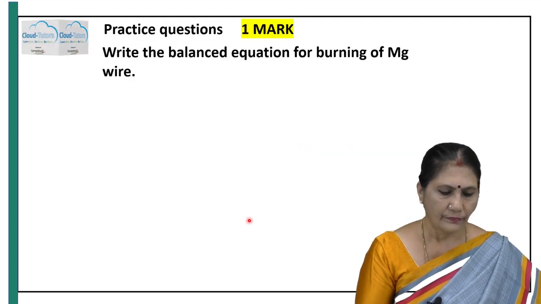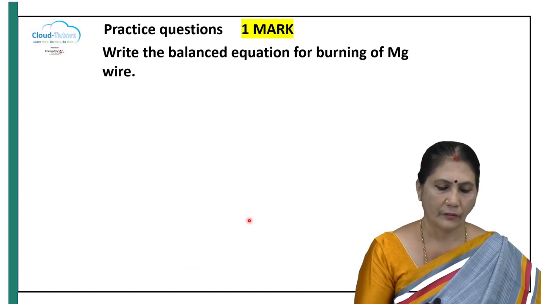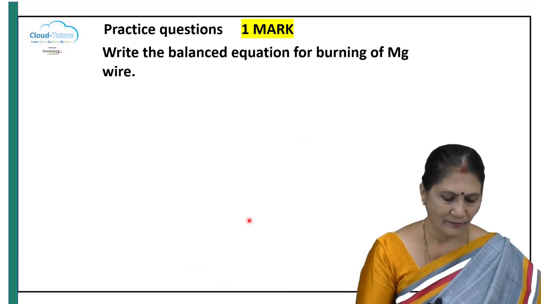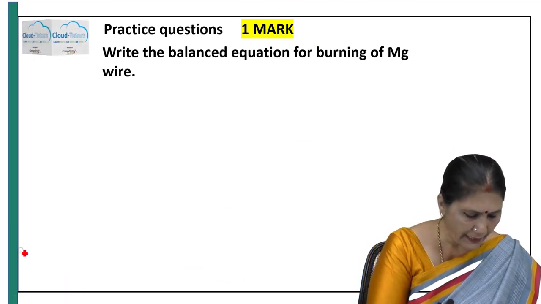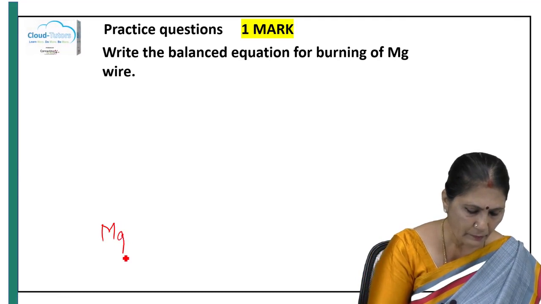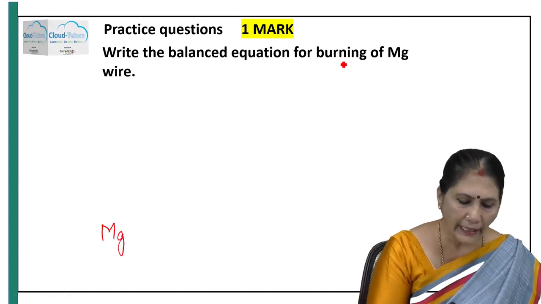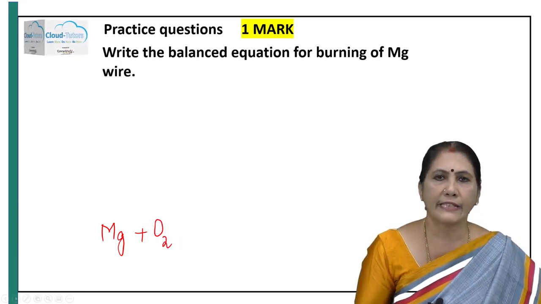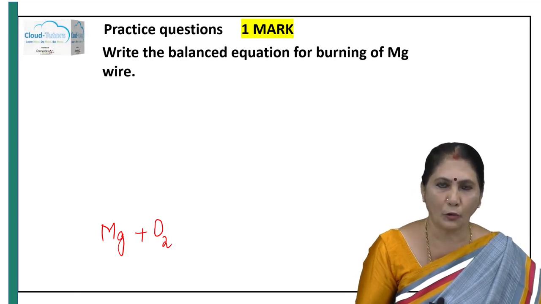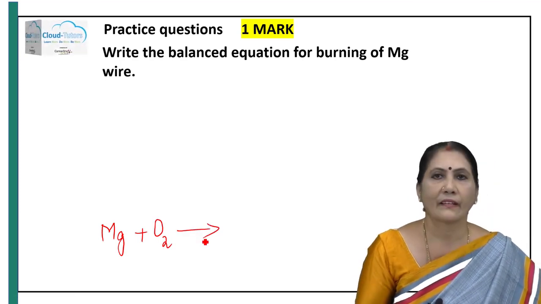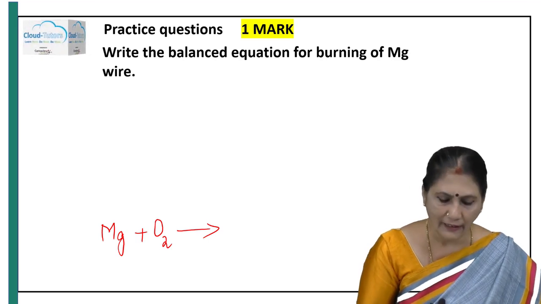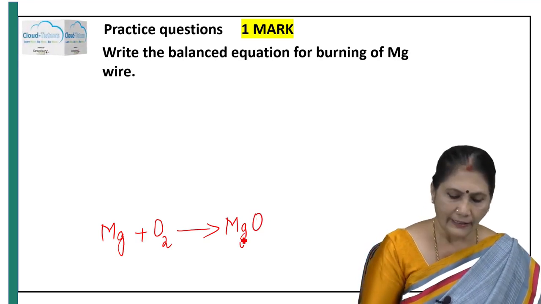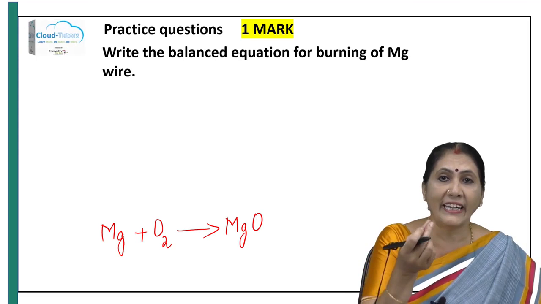Now, to the next 1 mark question. Write the balanced equation for burning of magnesium wire. Now, what is the symbol for magnesium? It is Mg. Burning is given, that means it is coming in contact with oxygen, which is represented in the molecular formula O2. That gives the product which is known as magnesium oxide. This is actually found in the form of white ash.